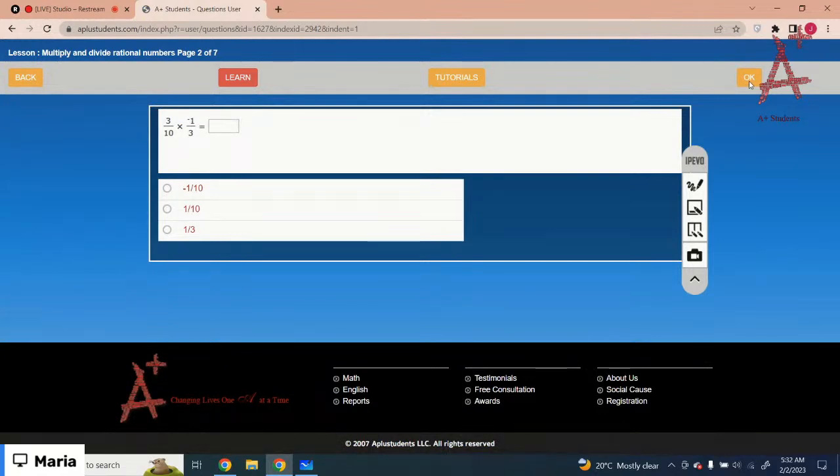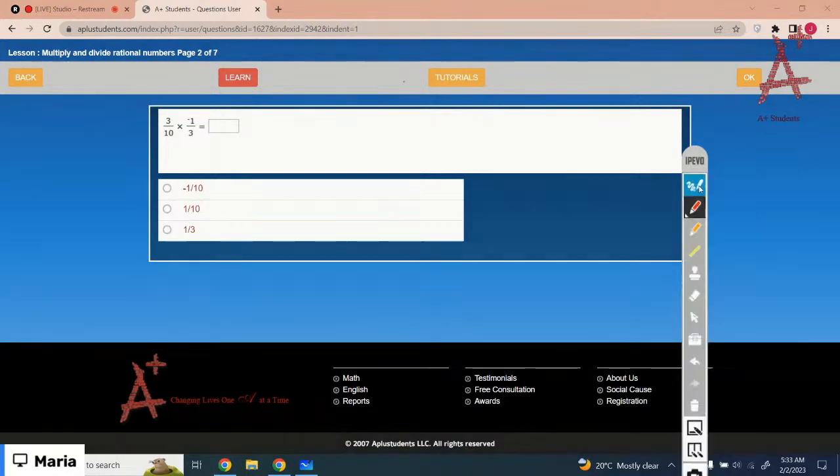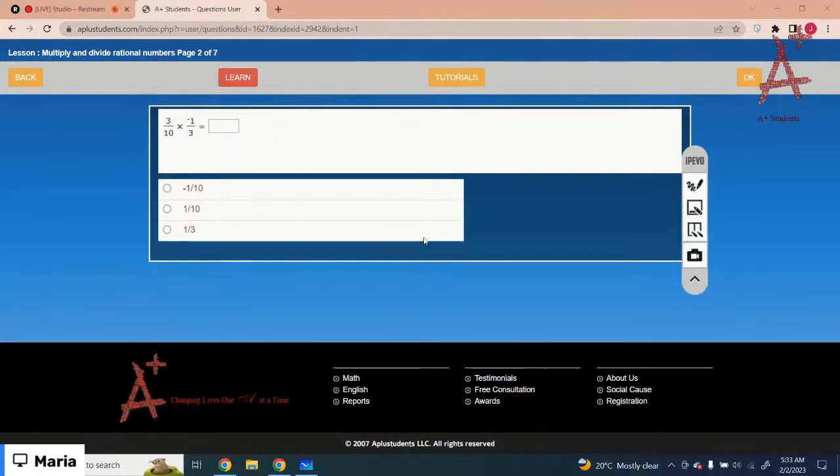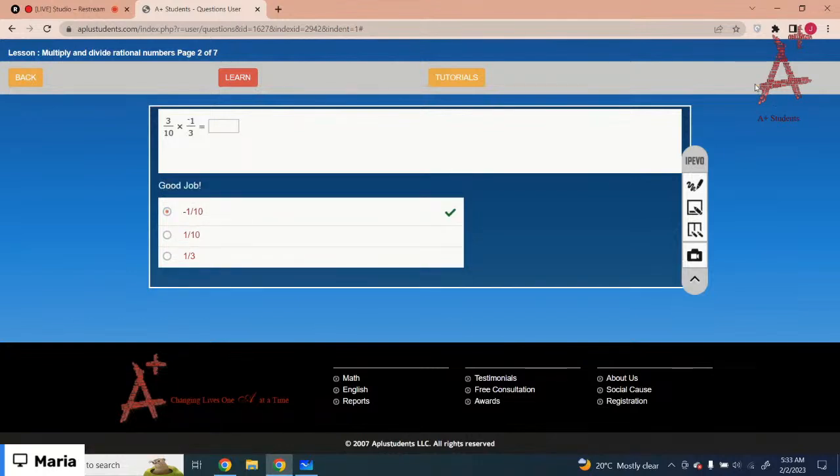Okay, the next one is 3 by 10 times negative 1 over 3. So they are multiplying. So just multiply the numerators. You can cancel out 3. They are the common number, so they can cancel out each other. Got it? And you are left with negative 1 over 10. The correct option is negative 1 over 10. Got it? Just select the correct option and click on the OK button.